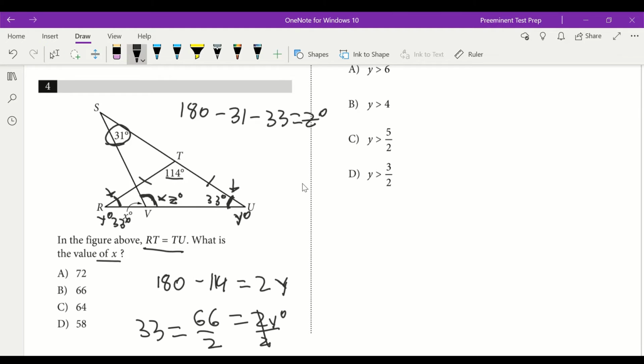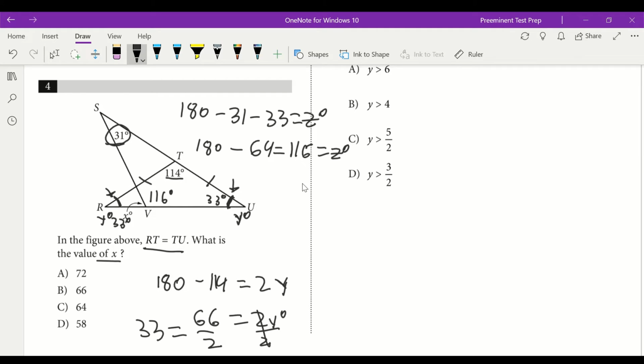So now we can go ahead and say negative 31 minus 33. Well, that gets us minus 64. So we have 180 minus 64. 180 minus 64 gives us 116. So 116 degrees will equal our angle Z, which we called right here. So we can go ahead and put that in. So we have 116 degrees.